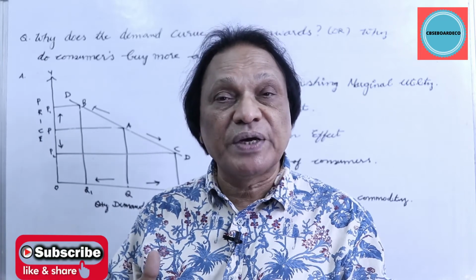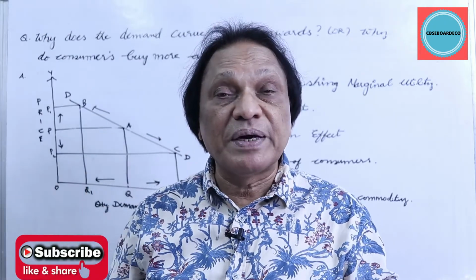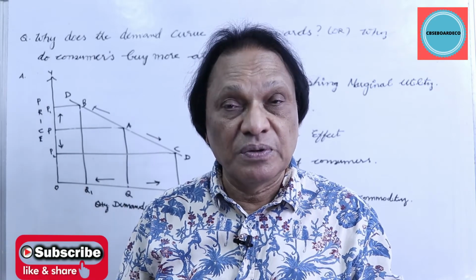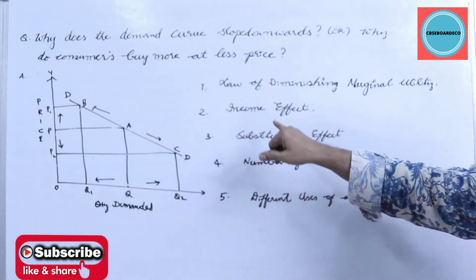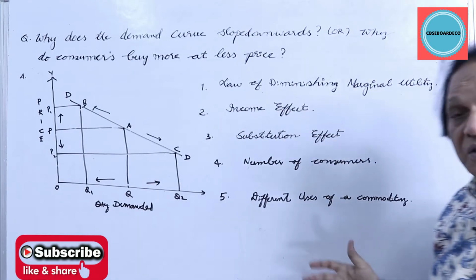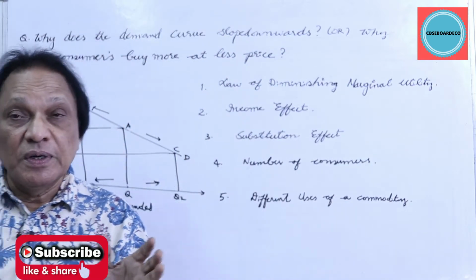Or the other way around, if the price of the commodity goes up, the consumer will buy less of the commodity because his purchasing power comes down. The first point was the law of diminishing marginal utility, the second, income effect. The third point is substitution effect. What exactly is substitution effect?